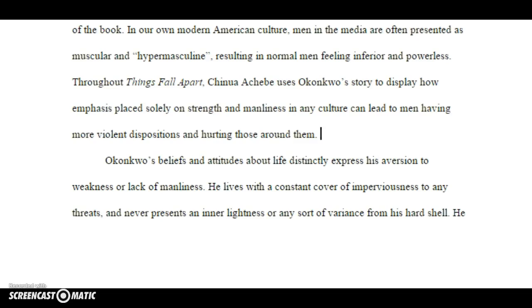Thesis statements must provide clarity and direction. Subjects and verbs are instrumental to doing so. Take this thesis statement, for example.